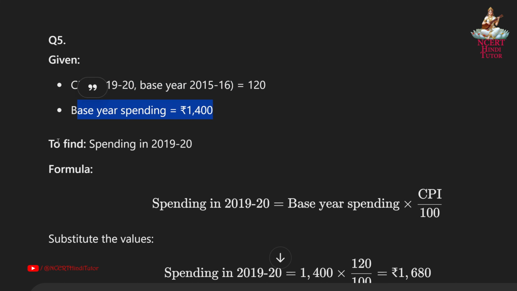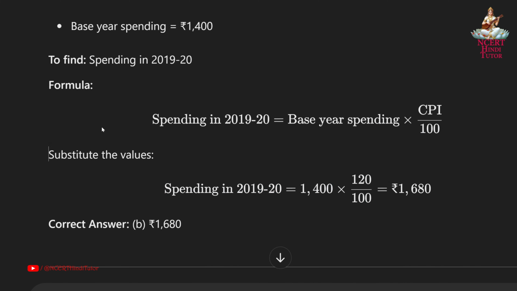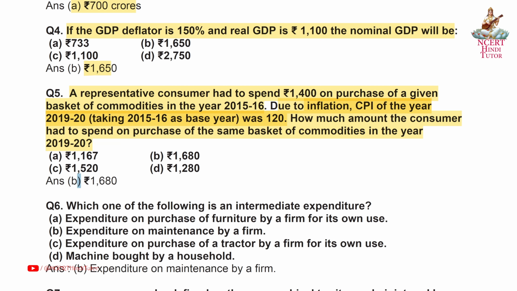To find spending in 2019 to 20, the formula is: spending in 2019 to 20 is equal to base year spending multiplied by CPI divided by 100. Substituting the values, spending in 2019 to 20 is 1400 multiplied by 120 divided by 100, which is equal to 1680 rupees. So the answer is B, rupees 1680.